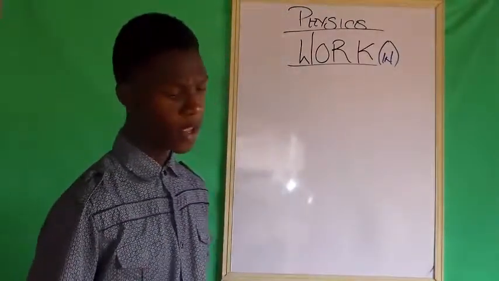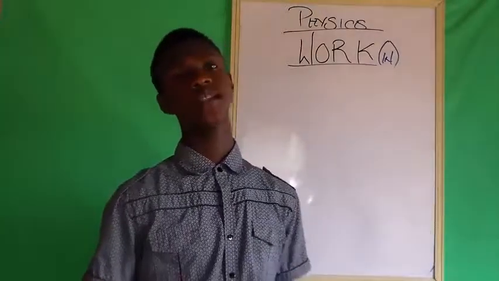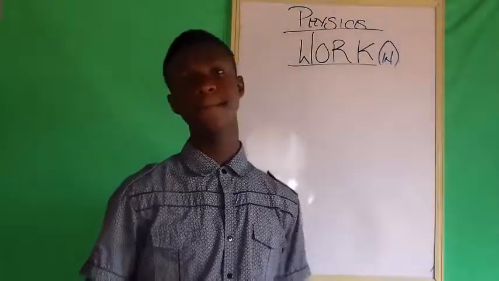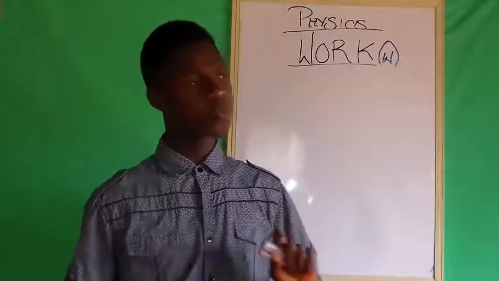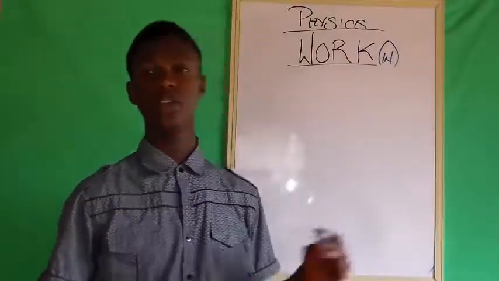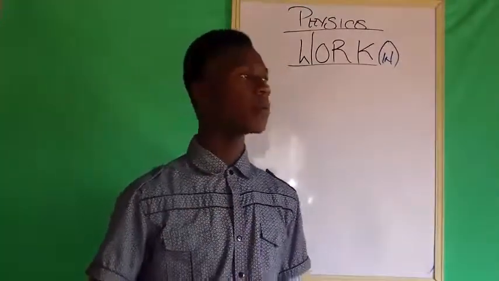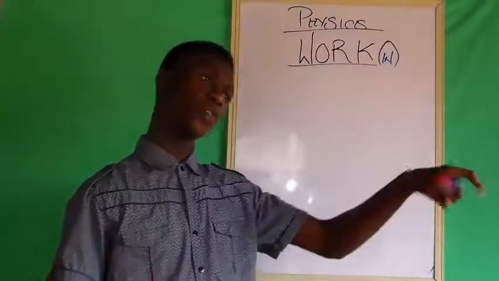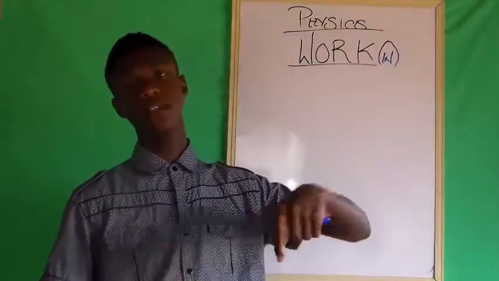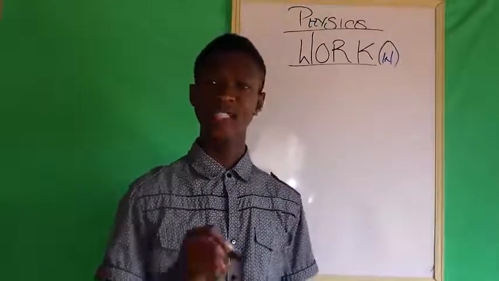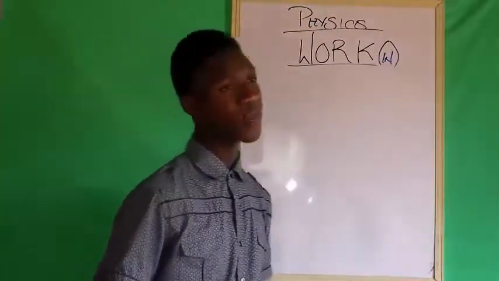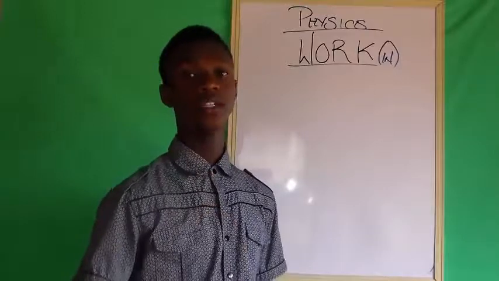Now in physics, work is said to be done if the applied force makes an object or body move a distance. Before we go into calculation, put in mind that work is the product of force and perpendicular distance, and is denoted with the letter W and is measured in joules.